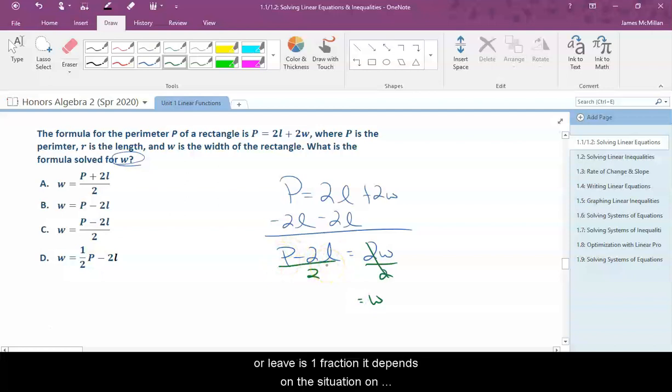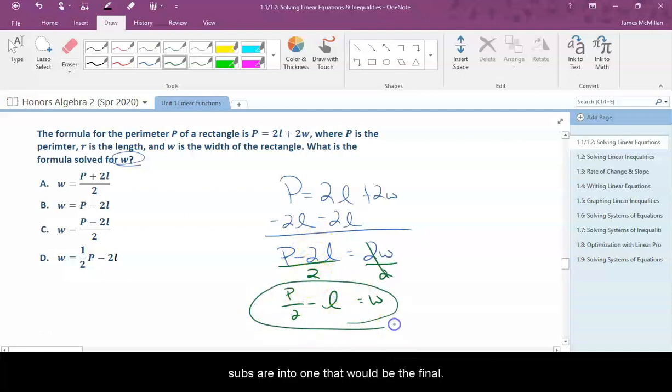And again, could we reduce this down or leave it as one fraction? It depends on the situation, on what you're going to use it next for. I would say let's reduce this down and get it out of one fraction. So P over 2 minus the L, because the 2's over here will cancel. Again, combining two steps there into one. That would be the final there.